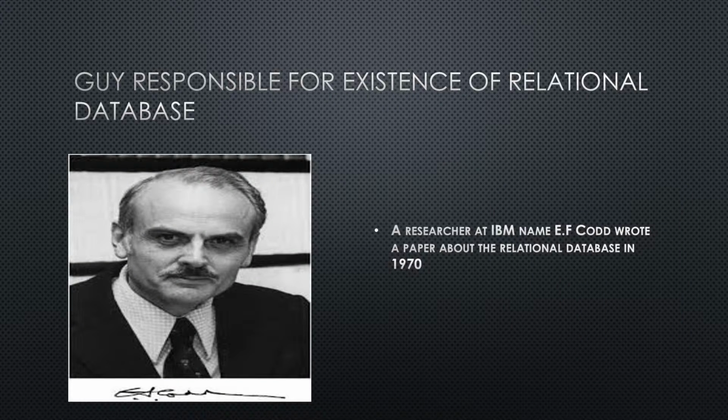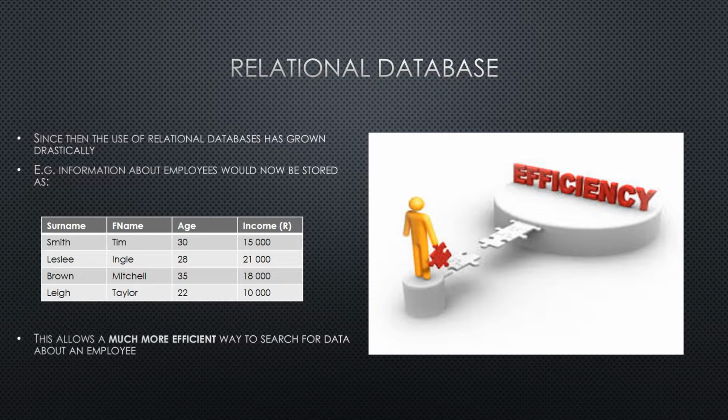In 1970, a researcher at IBM called E.F. Codd wrote a paper about a relational database, and he created the concept of relational databases. Since then, relational databases have been used a lot more in businesses, and they are a lot more efficient and make it a lot easier to search for data about objects that are stored. Here is an example of a table of how data would now be stored compared to the example in the previous slide.